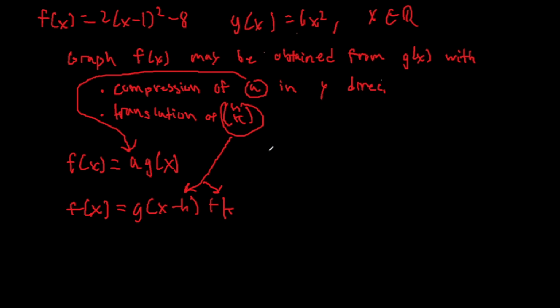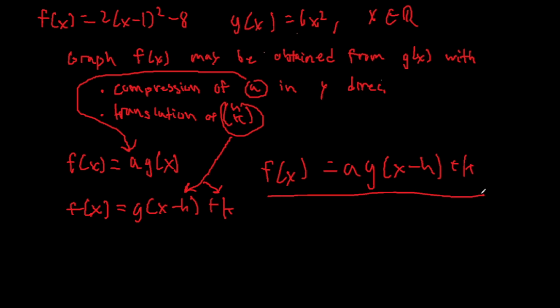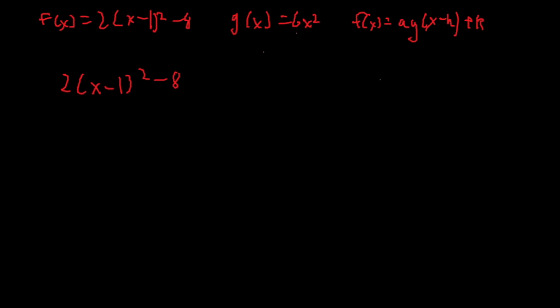And so now if we just combine these two equations, we'll have that f of x is equal to a g of x minus h plus k. This is the full equation that we have from these transformations, and we're going to find numerically what f of x is. So to solve this equation, we have the f of x equation, and we're going to say that this equals the a g times x minus h plus k equation that we have right here.